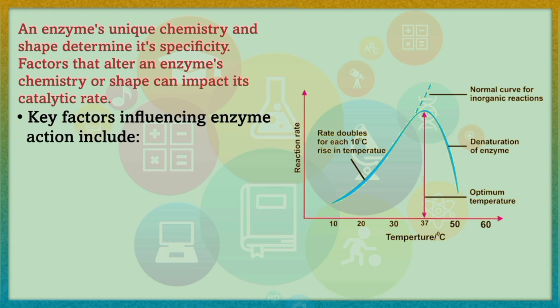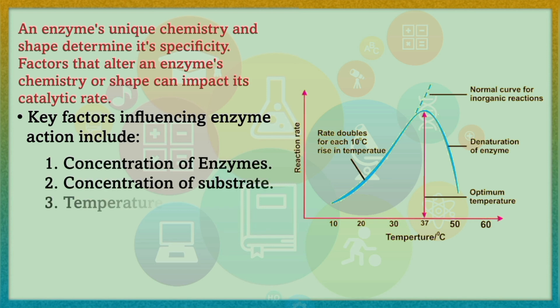Some of the important factors that can affect the rate of enzyme action are concentration of enzyme, concentration of substrate, temperature, and pH of the medium, and inhibitors.